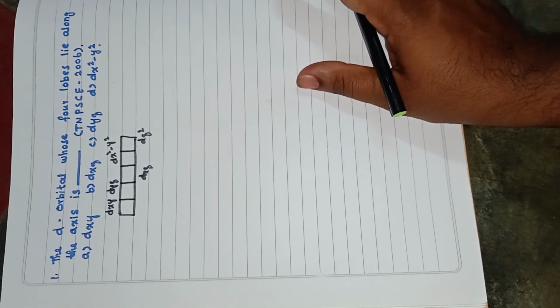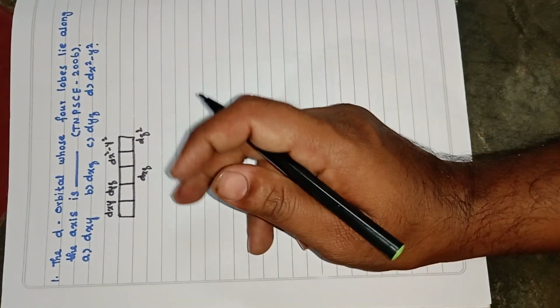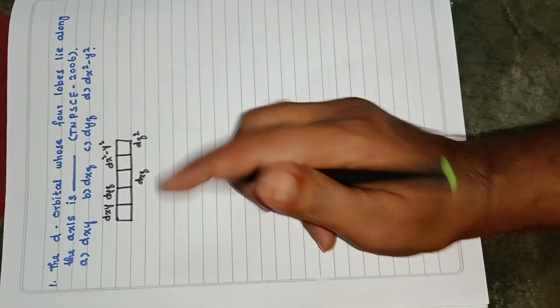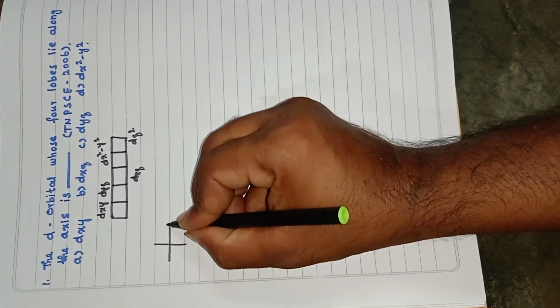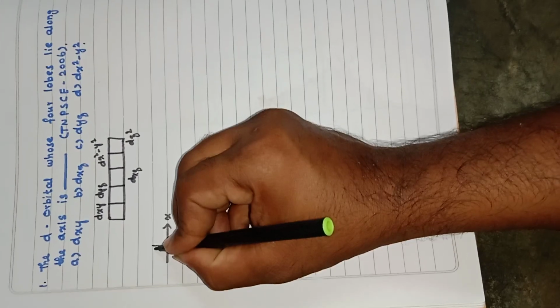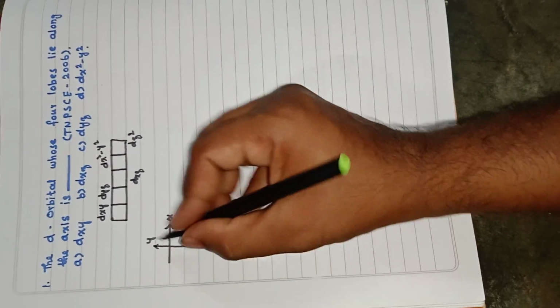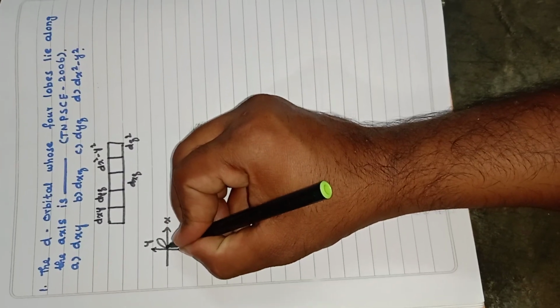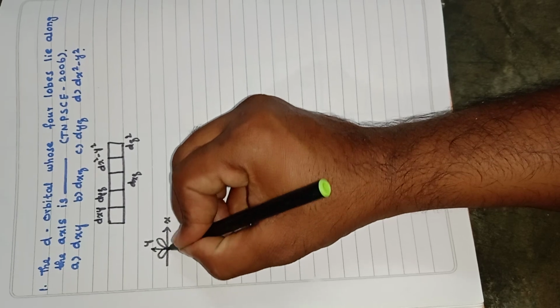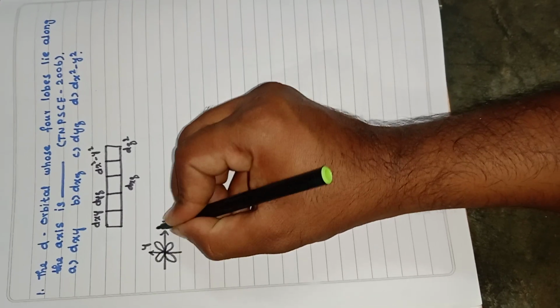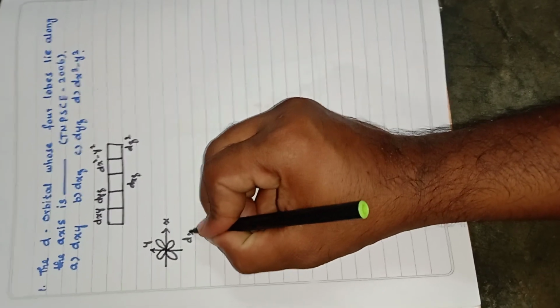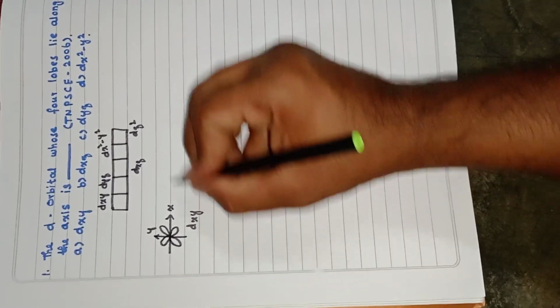So now we know very well that the d orbital has a clover leaf shape. We can explain on the basis of axis. This is the x-axis and this is the y-axis. There are 4 lobes lying in between the axes, namely x and y. So we can write dxy.